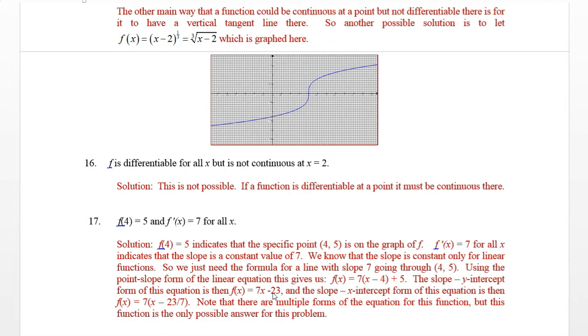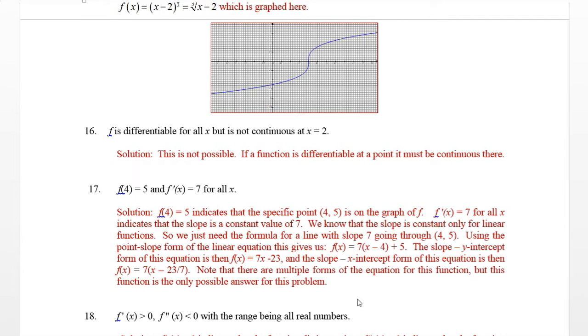And that's the slope y-intercept form. And the slope x-intercept form would be to take this right here and factor the 7 out. And so from here we see that x is 23/7 when y is 0. So (23/7, 0) is sort of where this one's centered up at. This one's centered up at (0, -23). And this one's sort of centered up at the point that we were given, (4, 5). So any one of those three are the same, and there are many other ways you could write the equation, but it's all the same relation. It's all the same function. So there's really only one possible answer here.